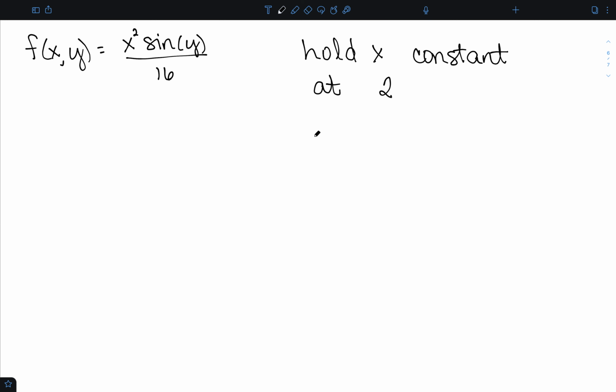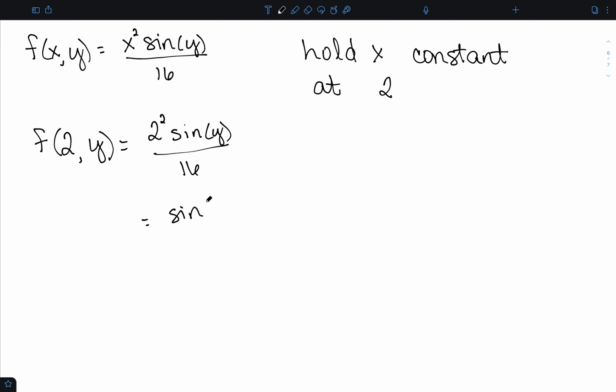Next, let's look at holding x constant at the point 2. In this case, I know x is 2, and I'm wondering what happens to y. This tells me I have 2 squared times sine of y over 16. Or if I simplify that, sine of y over 4.